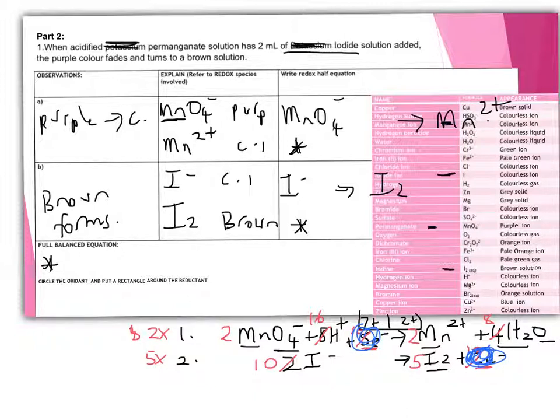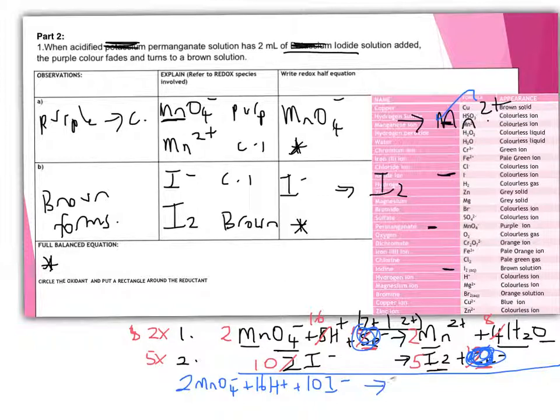So my whole equation is everything on the left, so 2 MnO4 minus plus 16 H plus plus 10 I minus, and then everything on the right, 2 Mn 2 plus plus 8 H2O plus 5 I2.